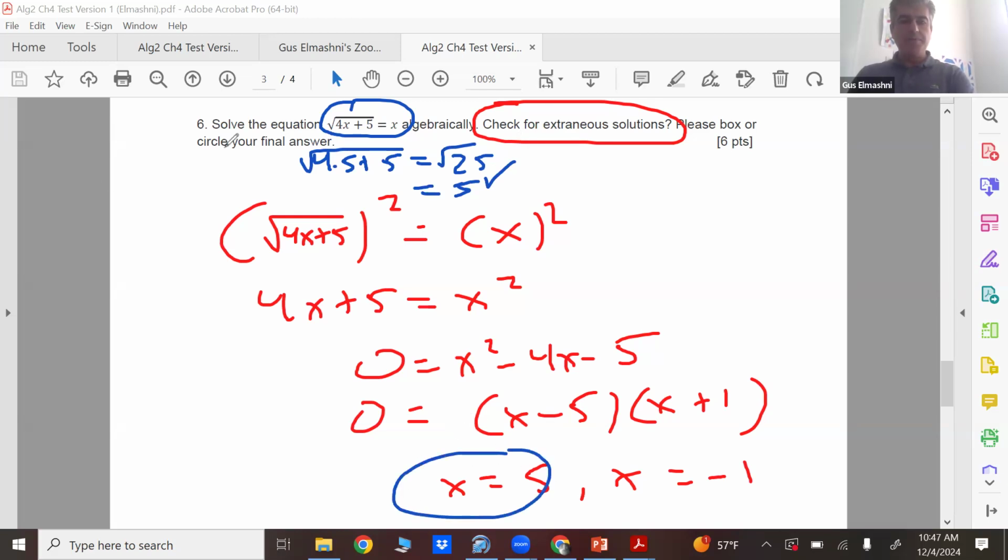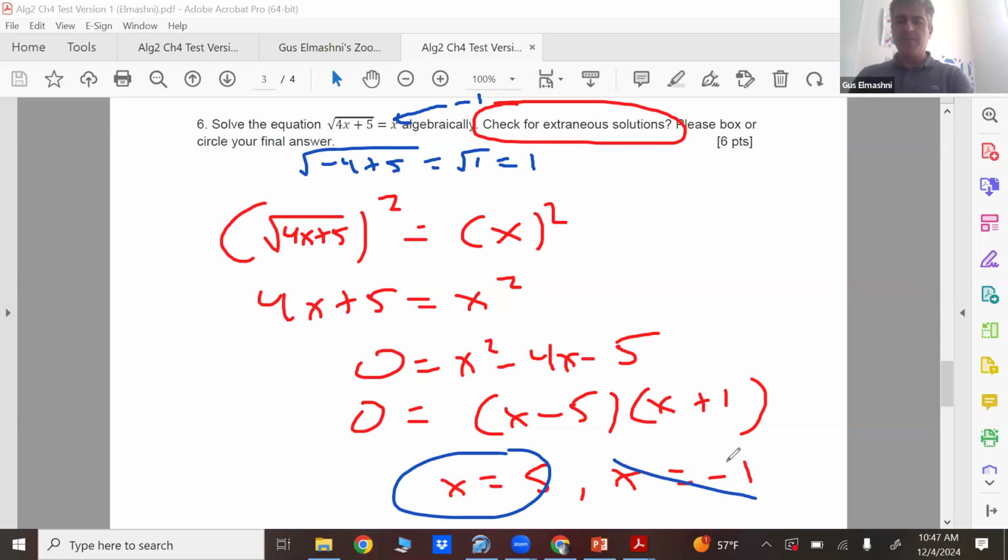-1's not cool. If I plug in -1, I get -4 plus 5, which is root 1, which is 1, right? But what are you going to get on this side? -1, right? And those don't equal each other. So it's not going to work. Because you get root of -4 plus 5 equals -1. That's not true. That can't work. Do you need us to show it? Yes, you have to show it.